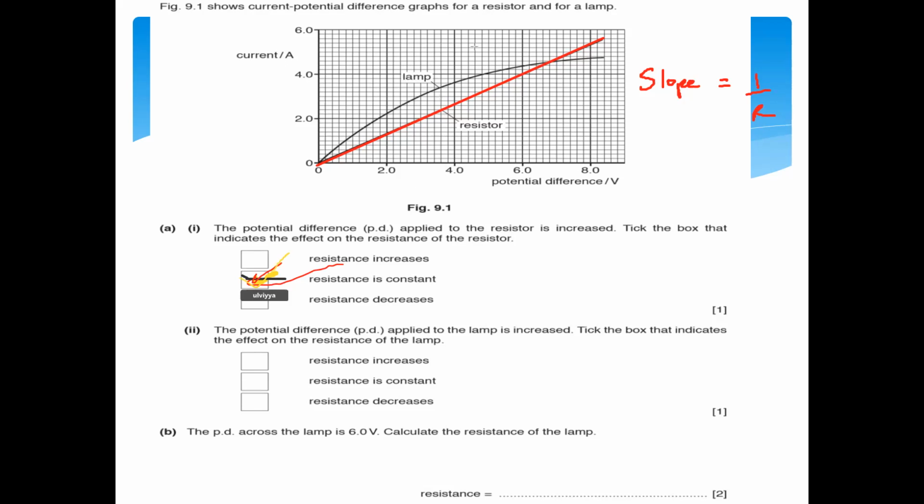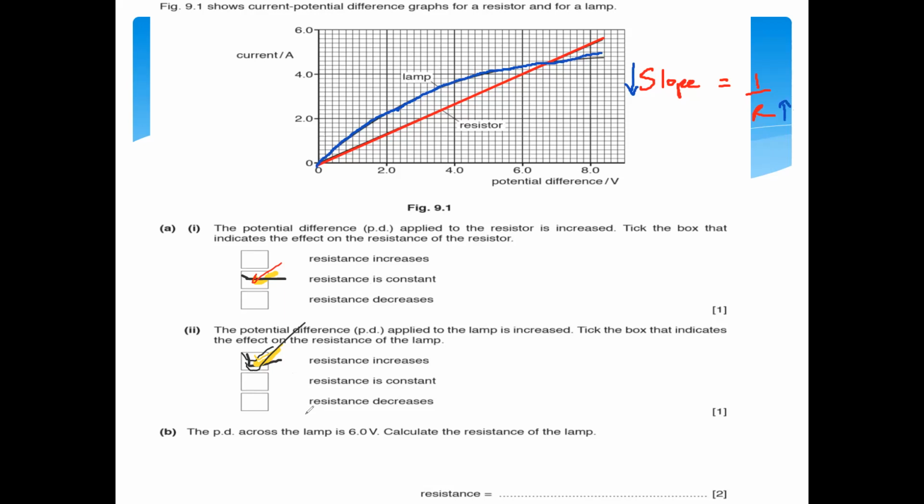Then when you check for a filament, a lamp or a filament bulb, what happened? The slope starts to decrease. If the slope starts to decrease, what happened to resistance? So resistance starts to increase. So I should take the first arrow, which shows that the resistance is increasing.